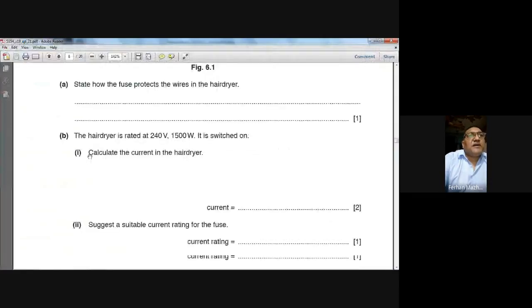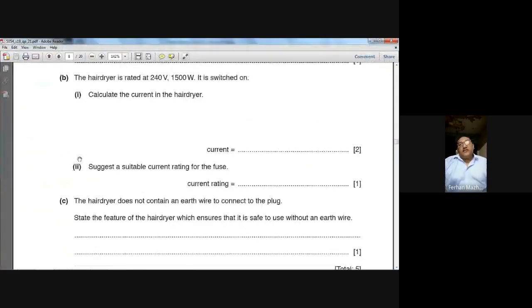Question number 6B part on your screen. The hair dryer is rated 240 volt, 1500 watt. It is switched on. Calculate the current in the hair dryer. For electric power, you remember the formula is power equals IV. Famous formula. So 3 things are involved: power, voltage, and current. The power and the voltage value is given, and the current is questioned. So I will be equal to P divided by V.